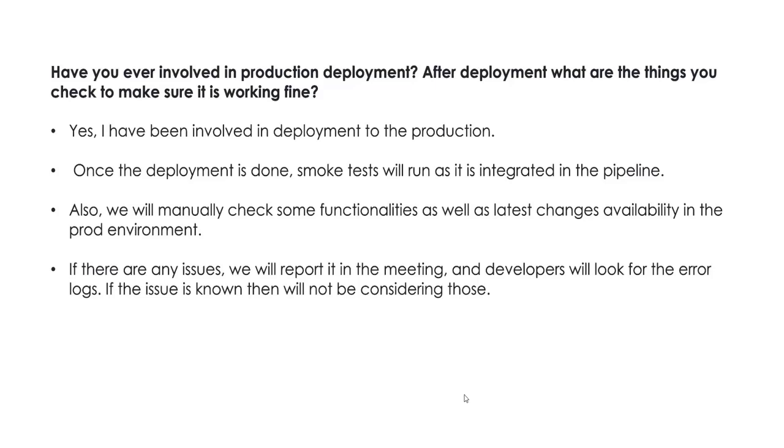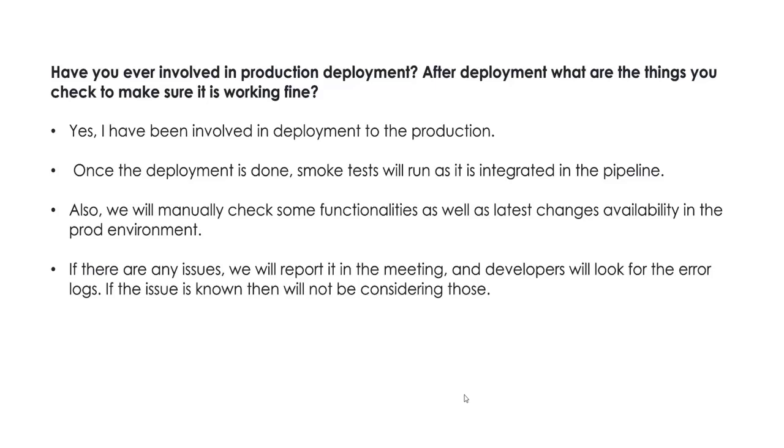Sometimes what happens, during the production deployment itself, we will check the new features, run the smoke tests, and manually check some of the things. In that case, if something goes wrong during the deployment itself, you can report it immediately. You can bring it up in the call itself and speak about what issues or challenges you are facing, so that the developer can immediately check the error logs. So that is one possible way.